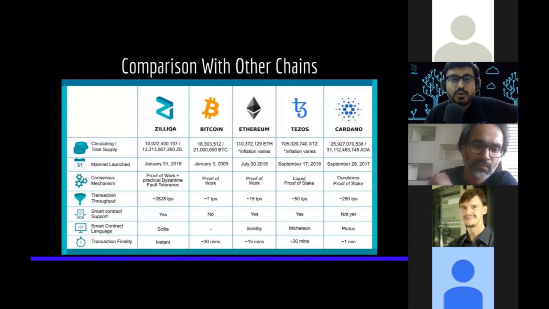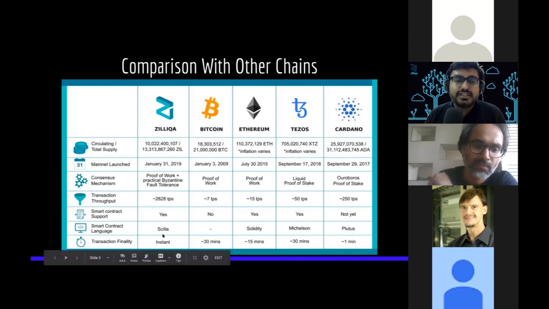But just to give you an overview of how Zilliqa compares with other chains, here I have a graph comparing Zilliqa with 4 chains: Bitcoin, Ethereum, Tezos, and Cardano. Bitcoin, of course, doesn't have a smart contract language built in. If you look at the transaction throughput numbers, Zilliqa is the highest among all the chains, and we maintain decentralization as well to achieve those numbers. The consensus algorithm that we use is proof of work plus PBFT, which is practical Byzantine fault tolerance. If you look at the other chains, Bitcoin has proof of work, Ethereum has proof of work, soon shifting to POS, and so on and so forth.